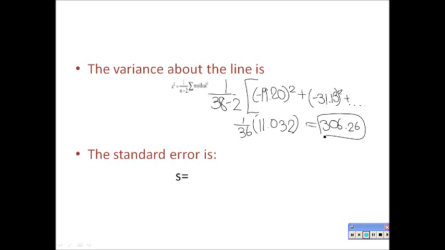Now the standard error is s, the square root of s squared. So what we have to do is take the square root of 306.26, which equals 17.50.